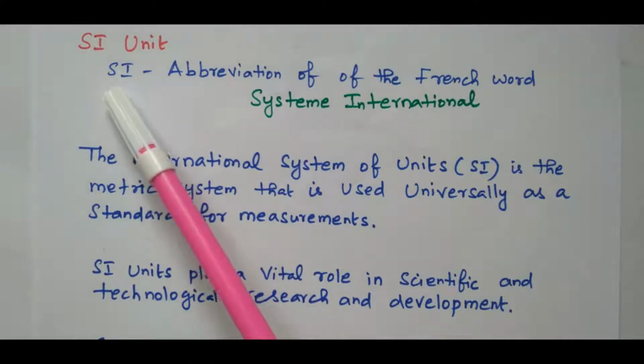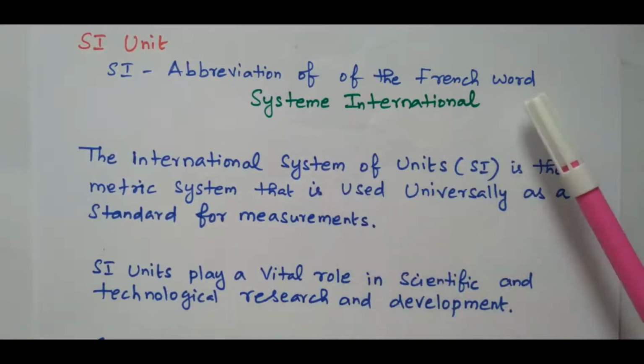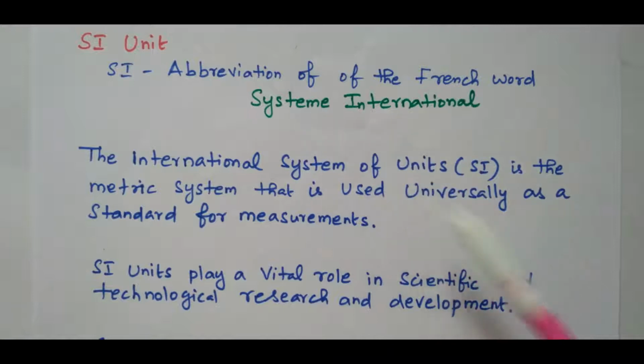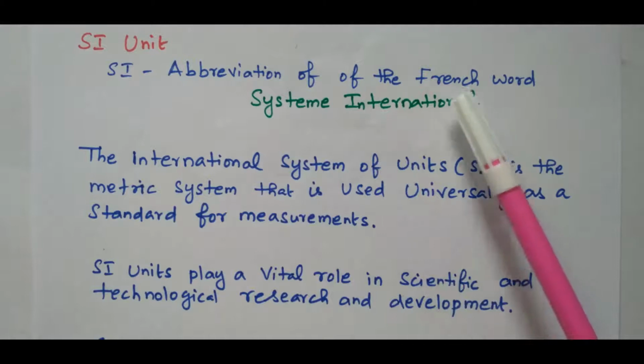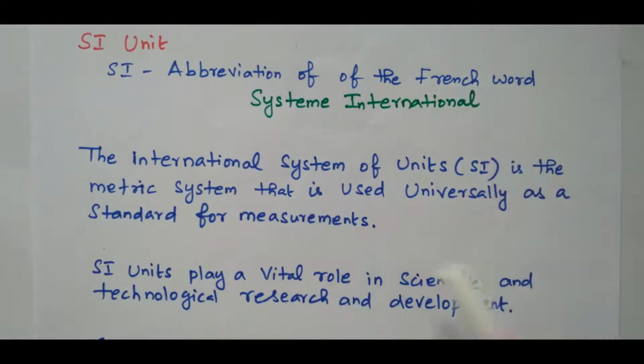The SI is nothing but the abbreviation of the French word Système International. At the international level, the standards are defined so that everyone needs to use the same standard for uniformity. For the entire universe, in order to get uniformity, we have SI units. That is nothing but the international system of units.